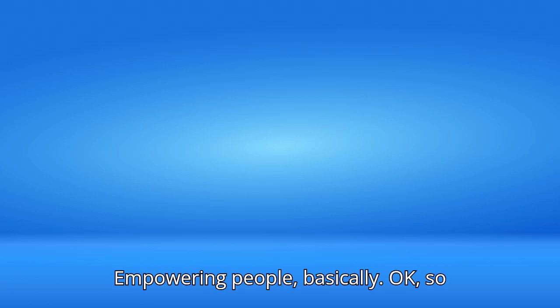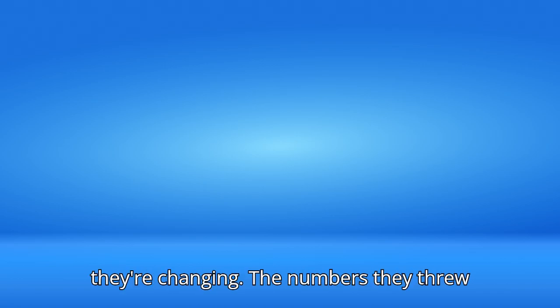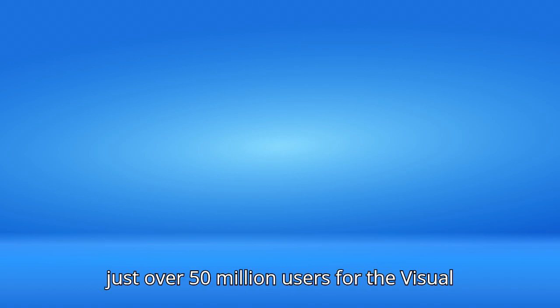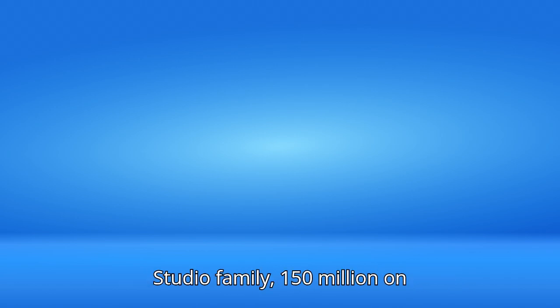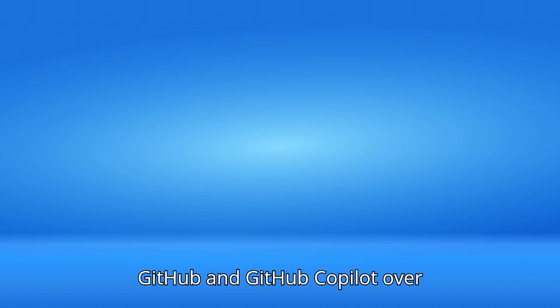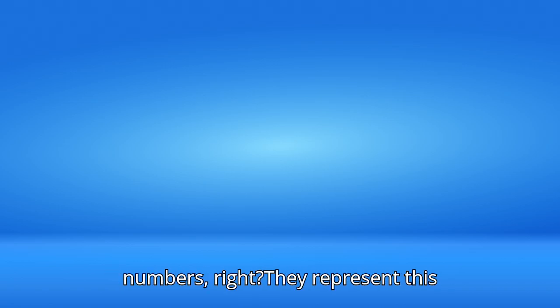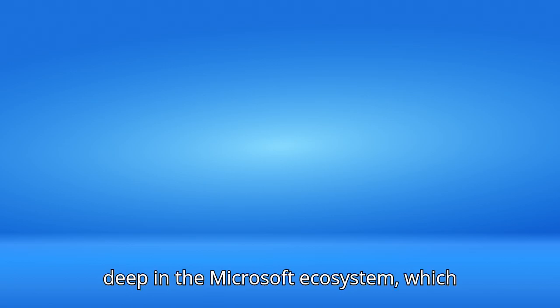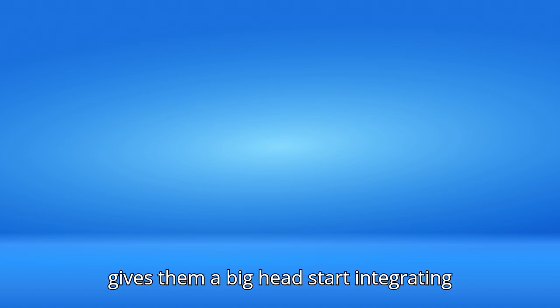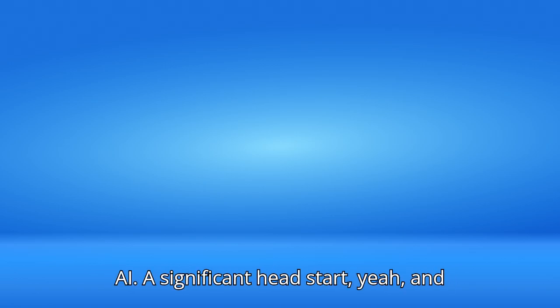Empowering people, basically. Okay, so let's get into the tools, the ones developers are already using and how they're changing. The numbers they threw out were pretty staggering. Weren't they just? Over 50 million users for the Visual Studio family, 150 million on GitHub. And GitHub Copilot, over 15 million. It just shows the massive scale we're talking about here. It really does. And those aren't just numbers, right? They represent this huge, engaged community already deep in the Microsoft ecosystem. Which gives them a big head start integrating AI. A significant head start, yeah.